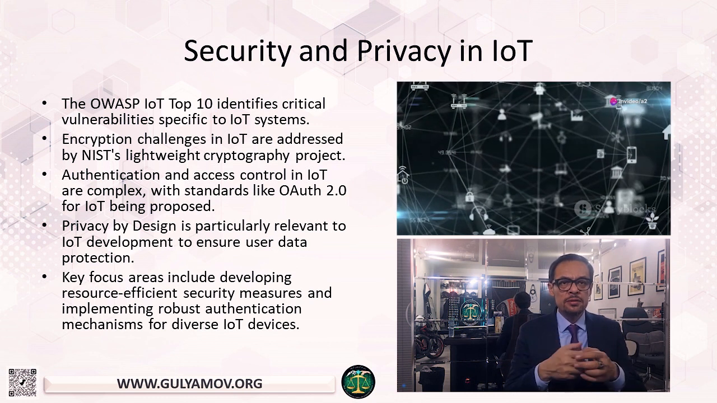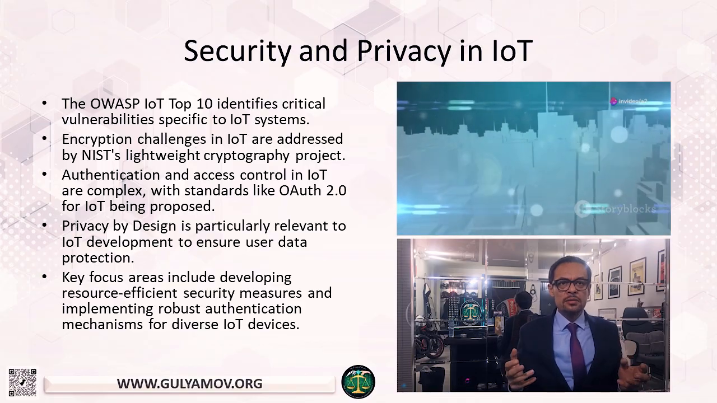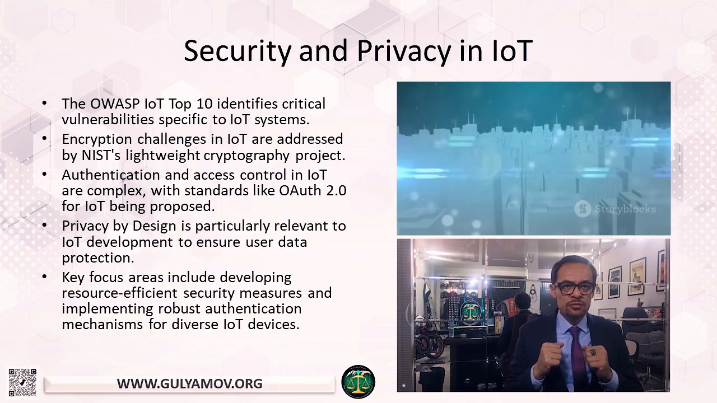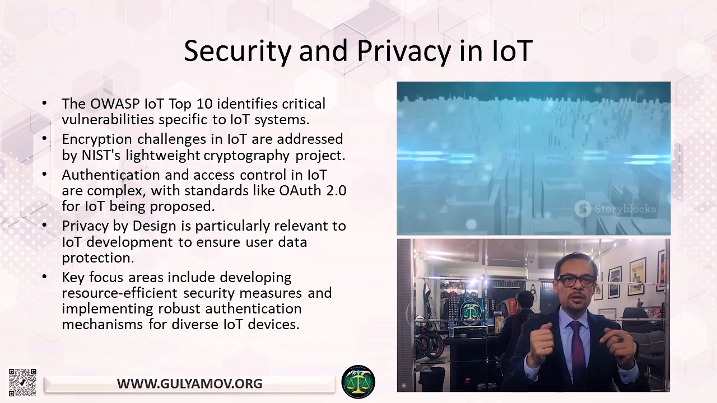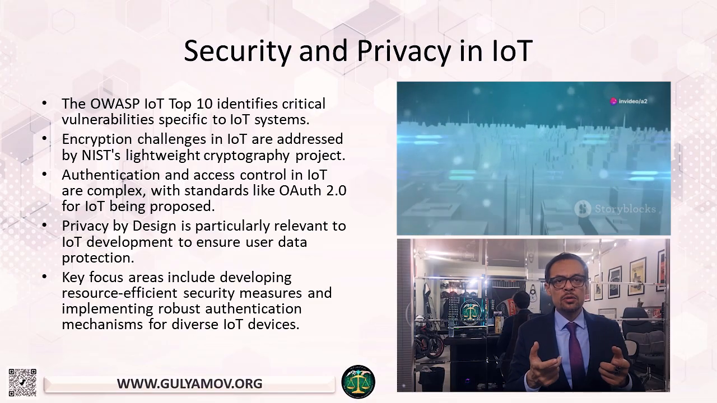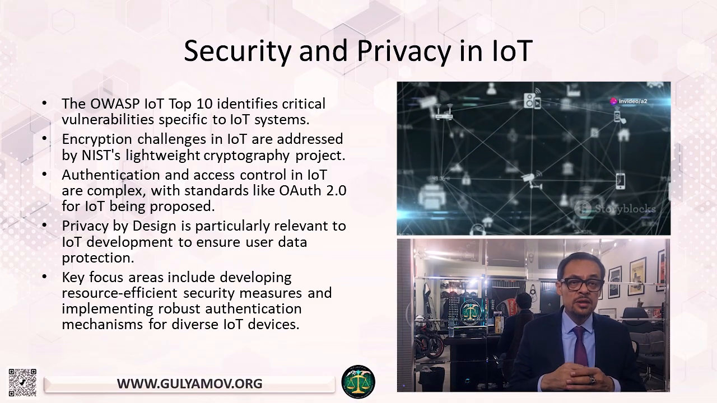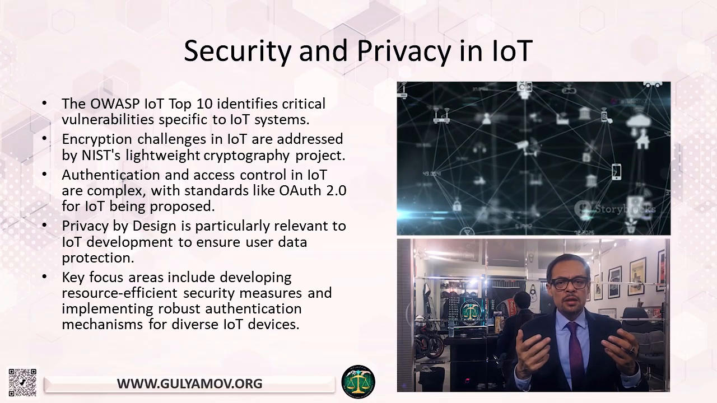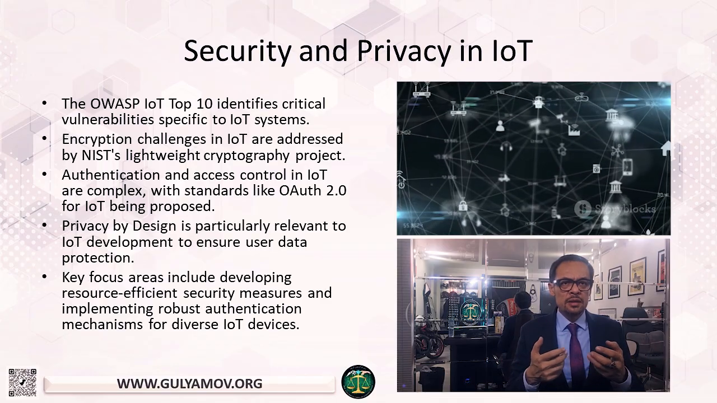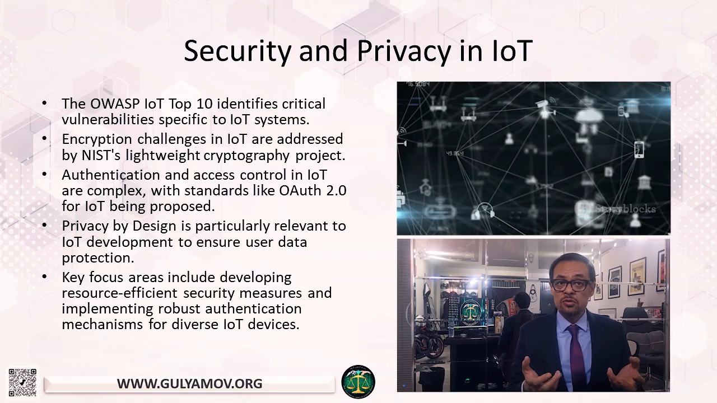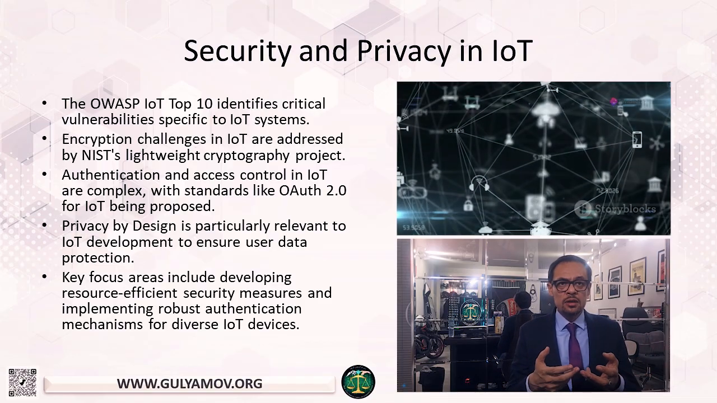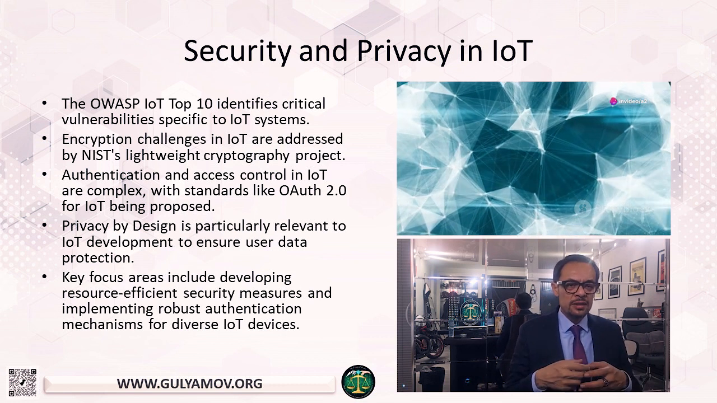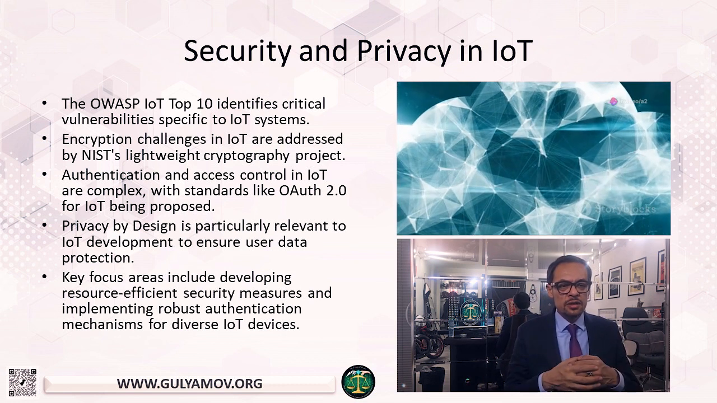Authentication and access control in the IoT realm present complex challenges, spurring the development of tailored standards like OAuth 2.0 for IoT. The concept of privacy by design takes on new significance in IoT development, emphasizing the need to bake privacy protections into the very fabric of these interconnected systems. As we navigate this complex landscape, our focus must remain on developing resource-efficient security measures and robust authentication mechanisms for the diverse array of IoT devices.